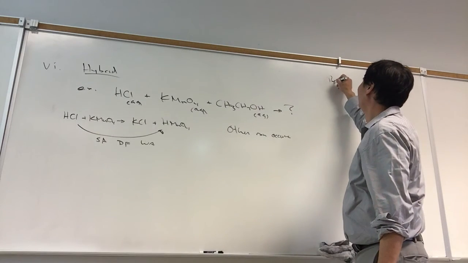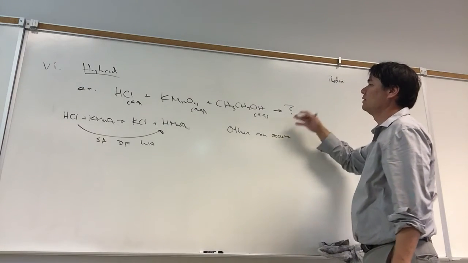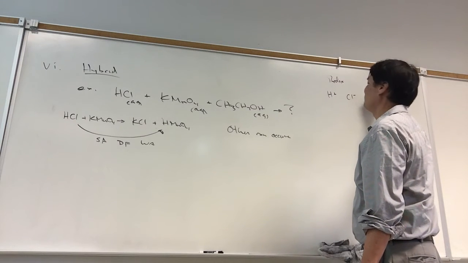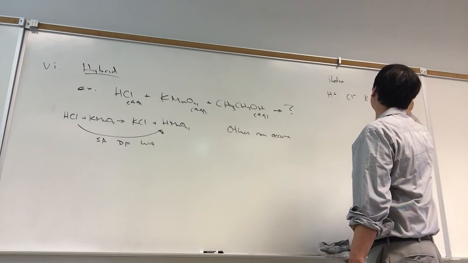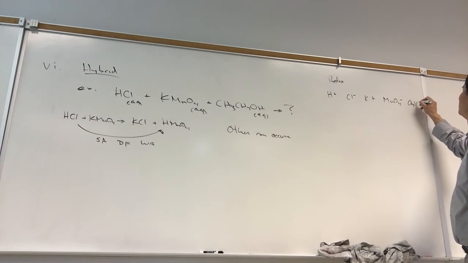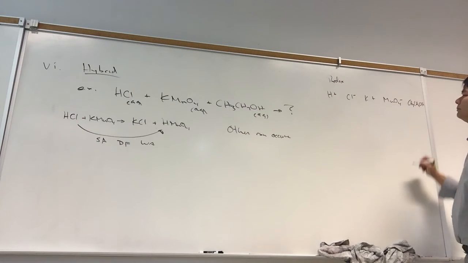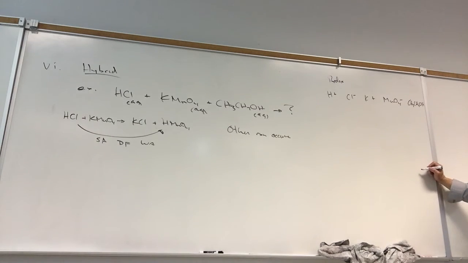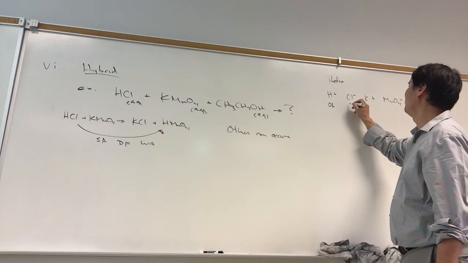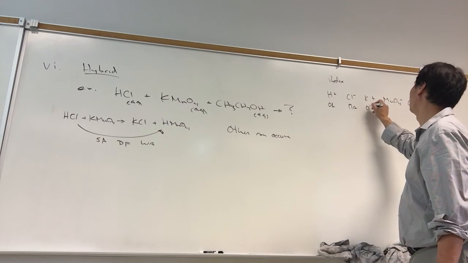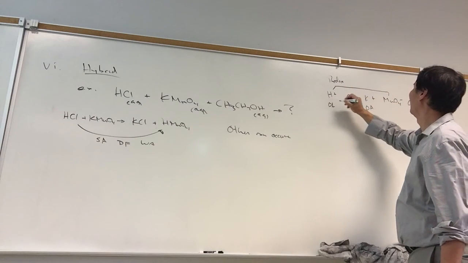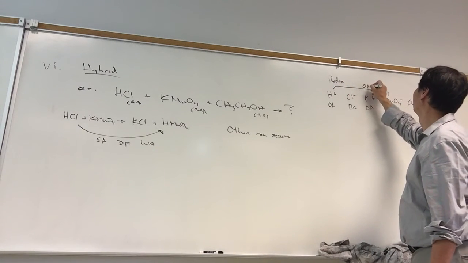Well, let's look at redox. We have H plus, Cl minus, K plus, MnO4 minus, and ethanol, CH3CH2OH. Then we consult the chart: H plus is an OA, Cl minus is an RA, K plus is an OA, and permanganate in acid is an OA.